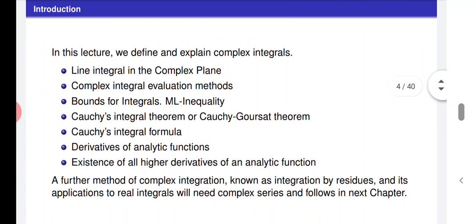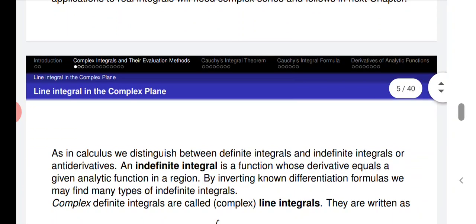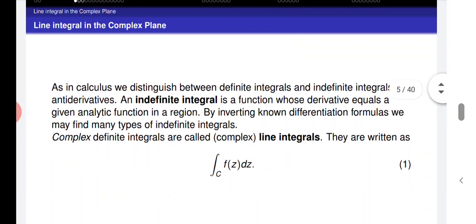In this lecture, we define and explain complex integrals, line integrals in the complex plane, and complex integral evaluation methods. The remaining part we will consider in the next lecture. First of all, we want to define the integral in the complex plane.